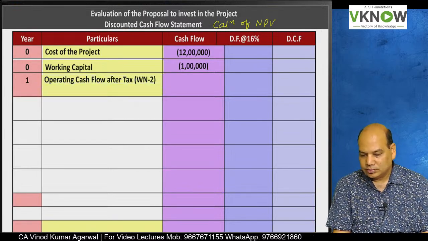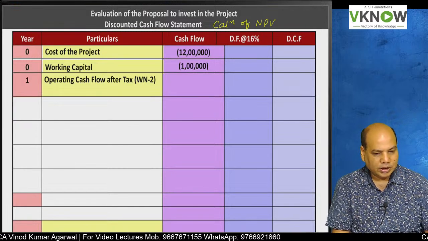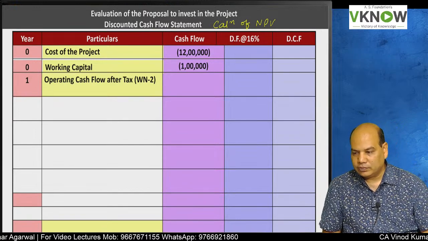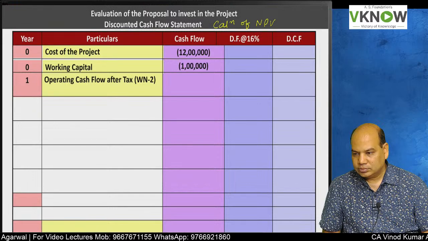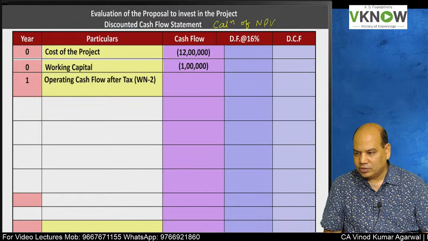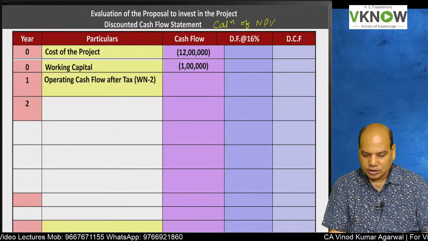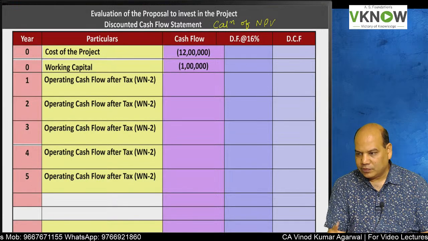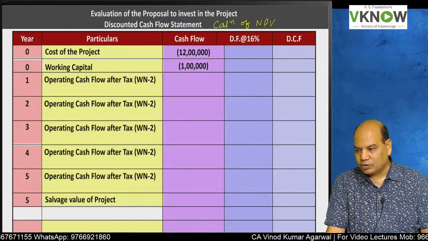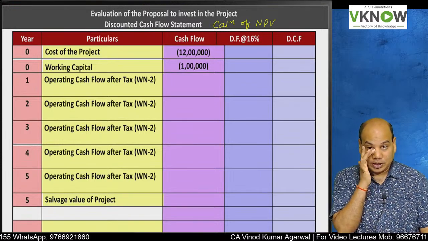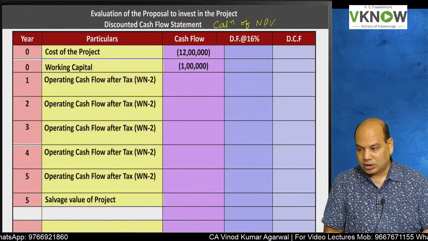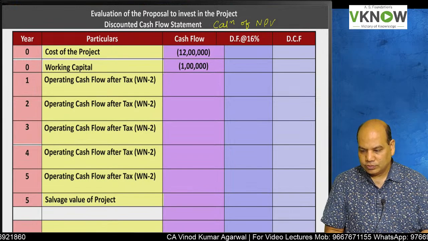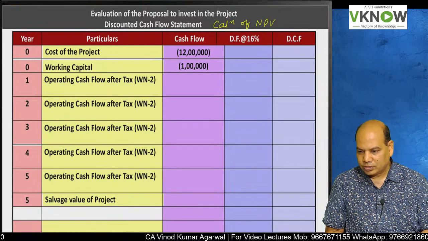Working capital, write 1 lakh. Working capital at the beginning of year 1 means year 0. Beginning of year 1 is year 0, 1 lakh. And then write down CFAT, operating CFAT. I'll prepare a second working note for that. First working note will be working capital requirement in nominal terms. Second working note will be CFAT, working note 2.